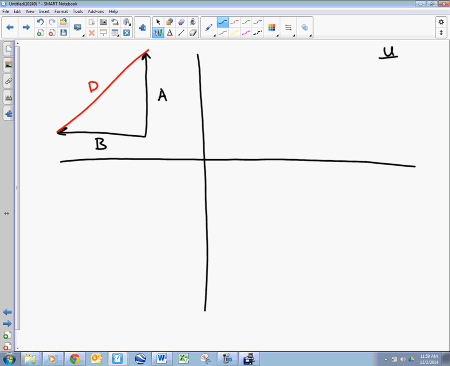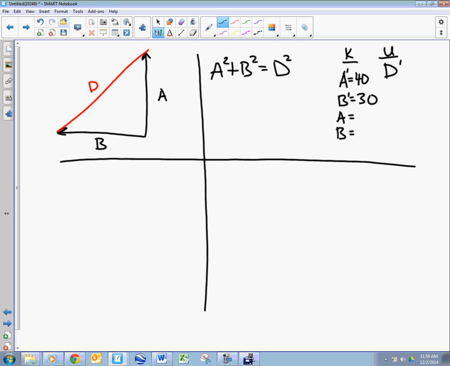What's our unknown? D prime, right? What is the equation that you use to relate A, B, and D? Very good. A squared plus B squared is equal to D squared. What are your knowns? A, now we don't know A yet, but we know A prime. A prime is 40. B prime is 30.